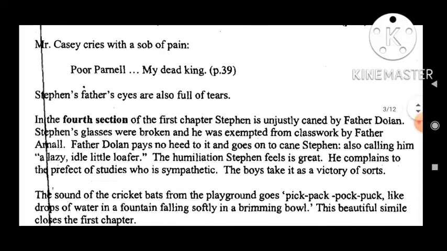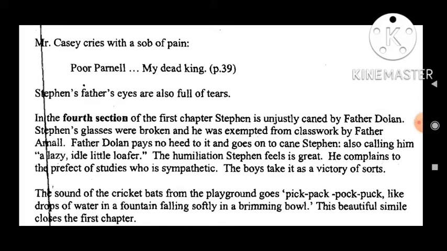Page 39. Mr. Casey cries with a sob of pain, "Poor Parnell, my dead king!" Page 39. Stephen's father's eyes are also full of tears.